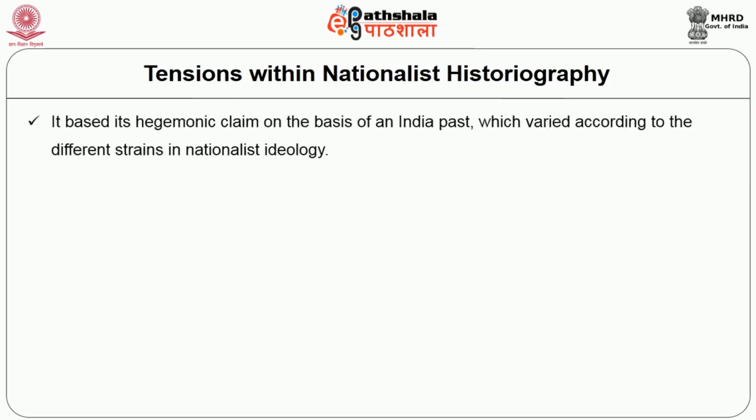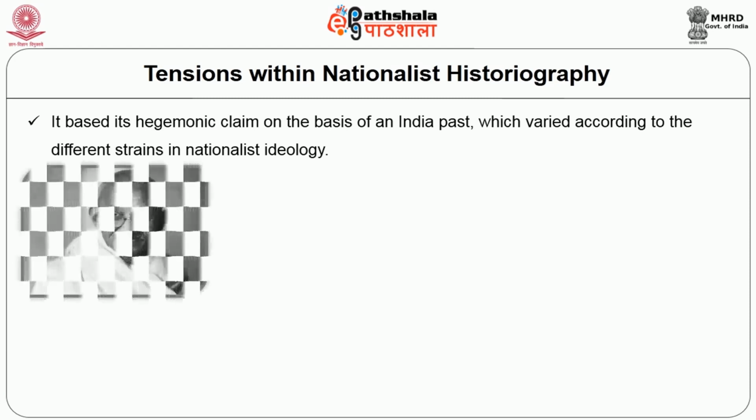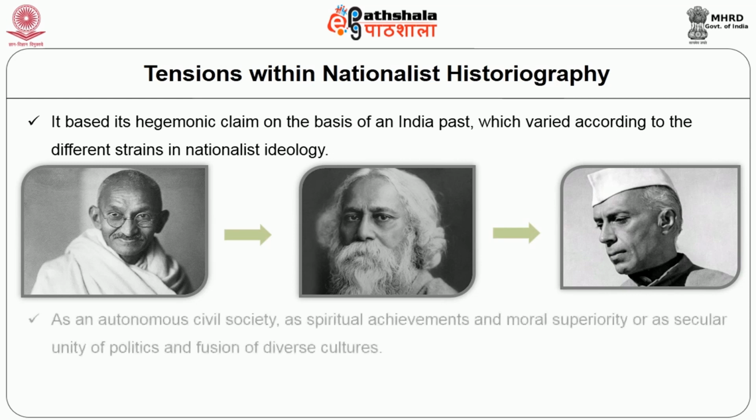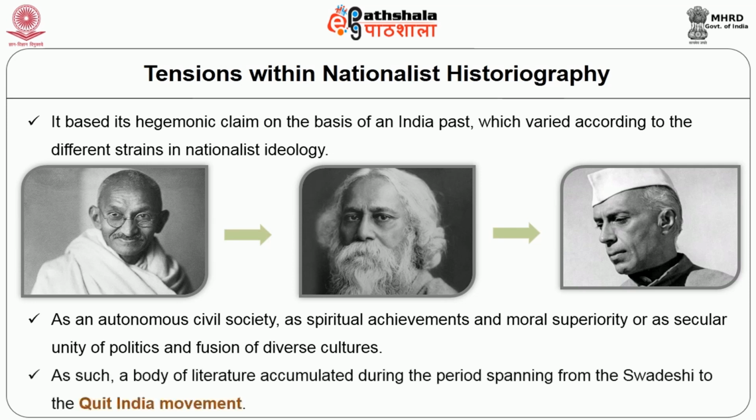It based its hegemony claim on the basis of the Indian past, which varied according to the different strains in nationalist historiography. From Gandhi to Rabindranath Tagore to Nehru, the past has been imagined in multiple ways: as an autonomous civil society, as spiritual achievements, as moral superiority, or as secular unity of politics and fusion of diverse cultures. As such, a body of literature accumulated during the period spanning from Swadeshi to the Quit India movement.